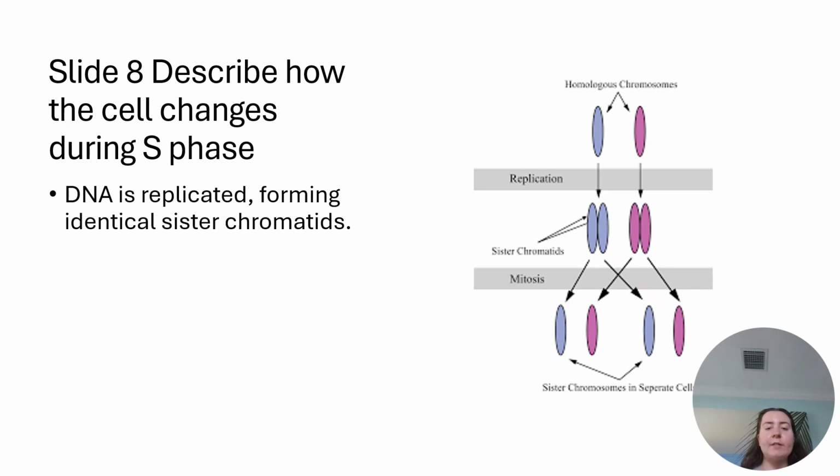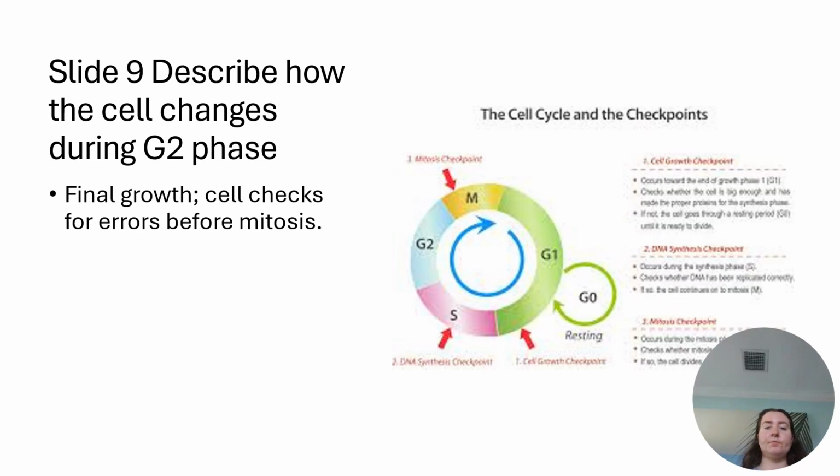8. Describe how the cell changes during the S phase. DNA is replicated, forming identical sister chromatids. 9. Describe how the cell changes during the G2 phase. Final growth. Cell checks for errors before mitosis. Then there's the picture of the cycle right over there.